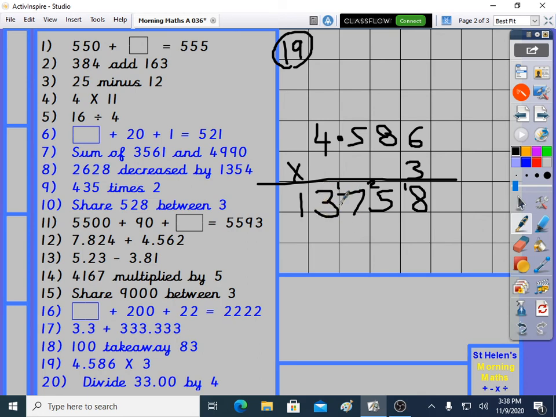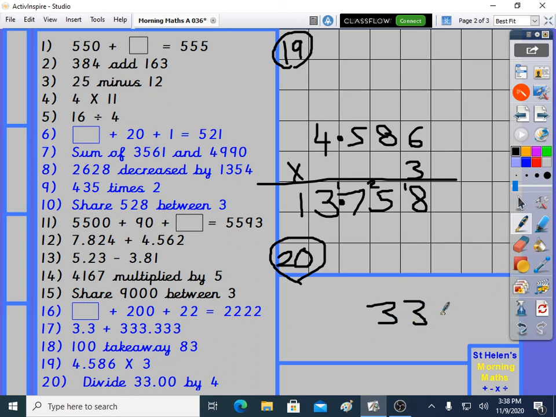It's not 13,758, is it? We have 3 decimal places in the question, so 3 decimal places in the answer. 13.758. Because 4 times 3 would be 12. 4 and a bit times 3, it's gone up to 13 and a bit. So it makes sense. Make sure your answers make sense. That would be a massive tip.